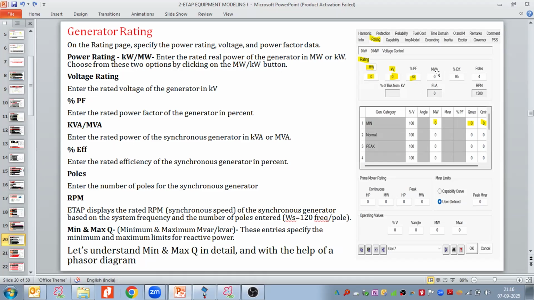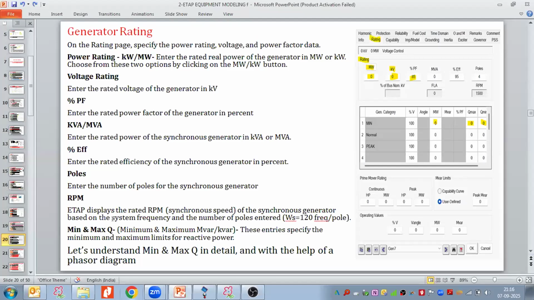Then MVA or kVA, we can enter over here. Efficiency of the generator, we can mention over here. Then poles, generally we take 4 poles or 2 poles. Whatever poles we have, enter them; generally we take 4 poles, so 4 poles we enter over here. Then RPM will automatically calculate, like 120 divided by P. That is the formula: 120 into F, which is 50 Hz, and then divide by 4. That will be the RPM of the generator, right? So RPM, and then minimum and maximum Q, that you can see over here, Qmax and Qmin. This value also we have to enter over here. So let us see this Q.